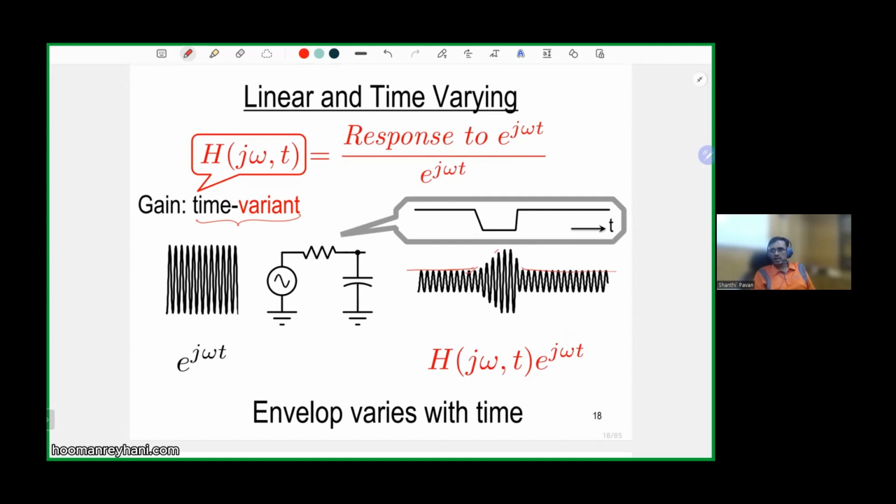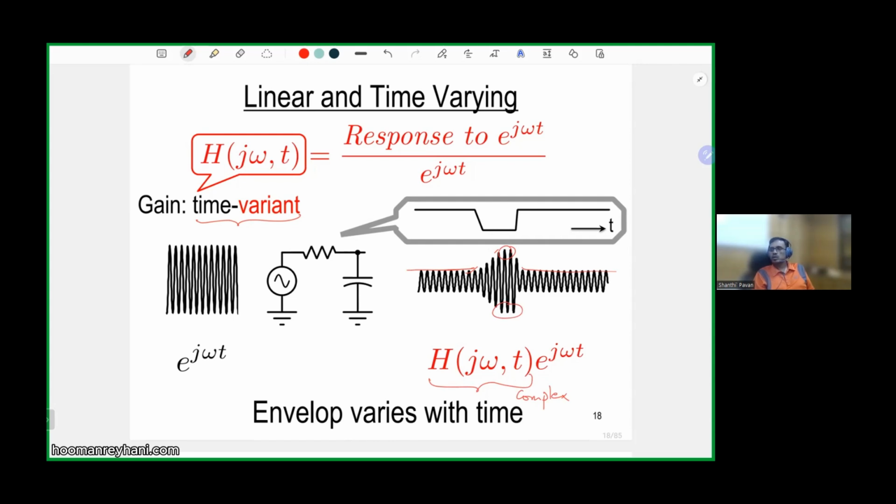And remember, is this number real or complex? Yeah, it is complex. So what that means is that not only is the amplitude changing, the phase between the input and output is also changing with time, if you want to think about it that way.